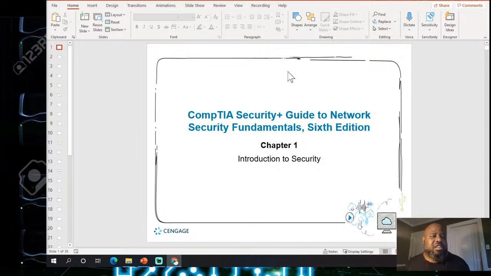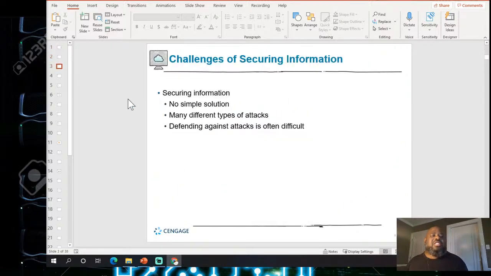Like I said, let's go through the slides and talk about each one and drill down into them a little more. Challenges of securing information. We know what those are, right? Securing information: no simple solution, many different types of attacks. You see those every time. Defending against those attacks is often difficult, right? Because on a network, it's the weakest link. You've got to do the databases, the networking, the web, the application.